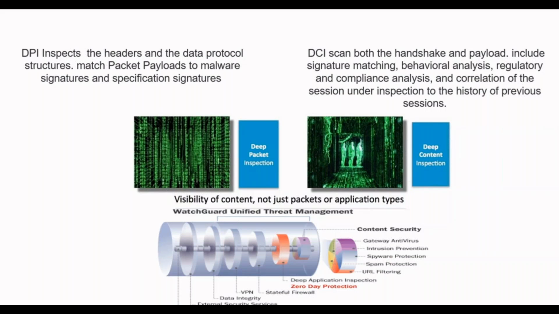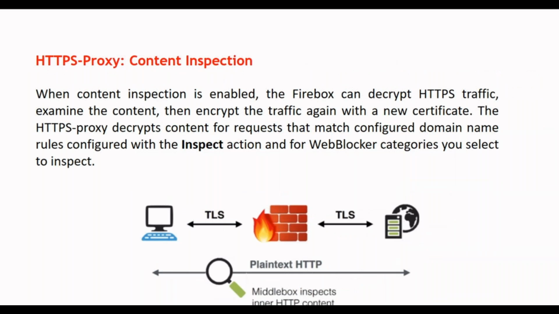And please note that when I'm talking here about DPI or DCI, we are still talking about HTTP traffic. So it has to be visible so that we can do the scanning. That's what leads us to the next term that we have here, and we are very specific by saying it is HTTPS proxy content inspection.